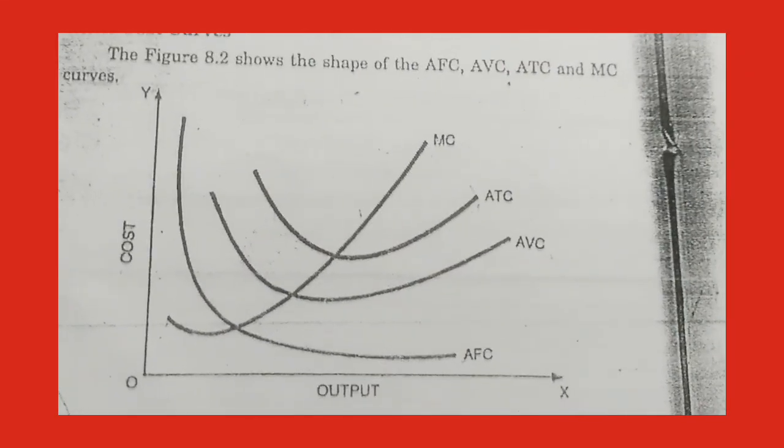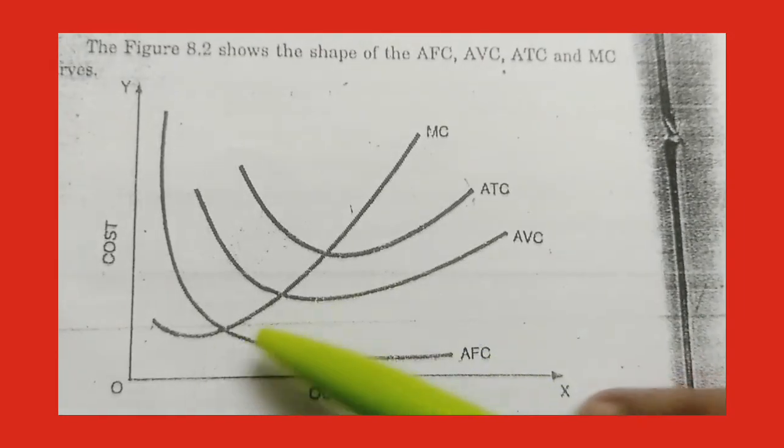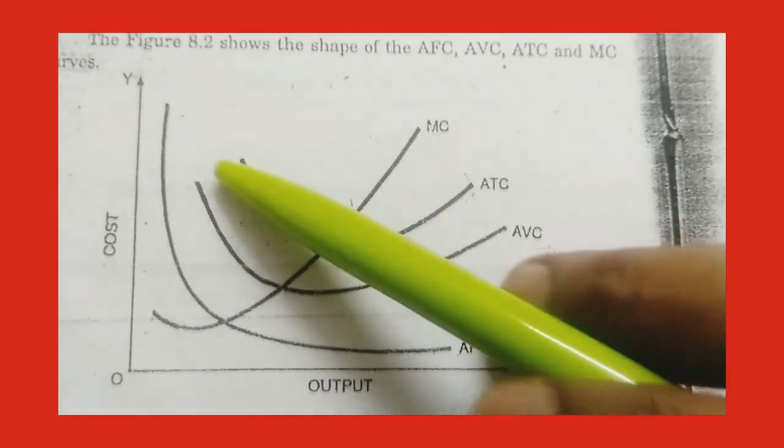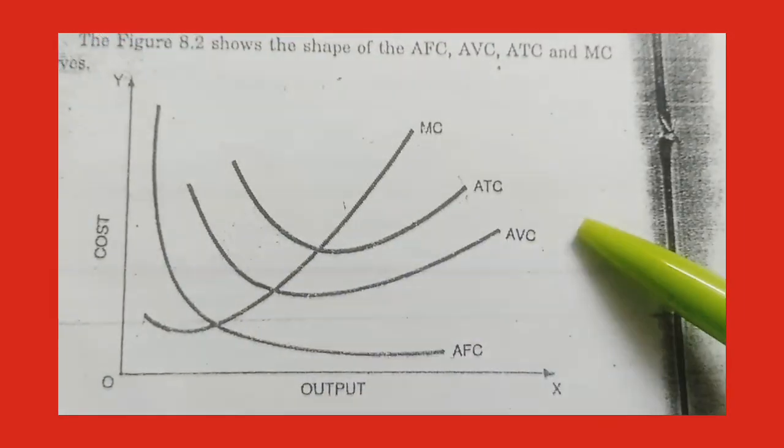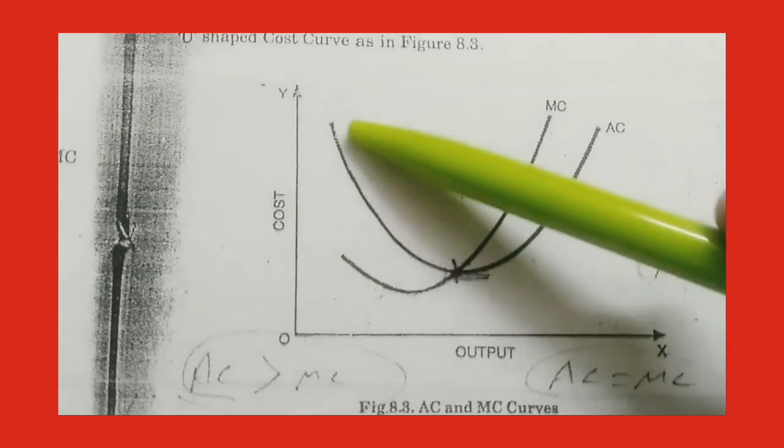Now, other cost curves. In this diagram, the x-axis represents output, the y-axis represents cost. So this curve is the marginal cost curve. This is the average total cost. This is the average variable cost. This is the average fixed cost. Let's see the U-shaped short-run average cost curve. This diagram shows the short-run average cost curve. The short-run average cost curve is a U-shaped curve. So look here, the AC curve is a U-shaped curve.